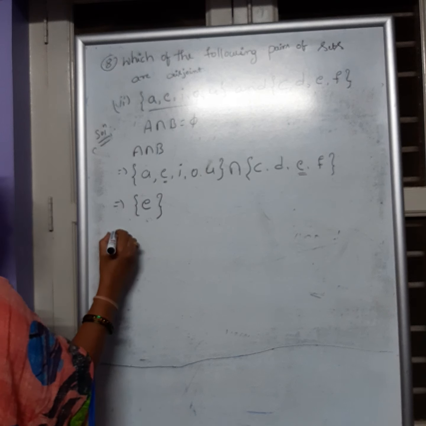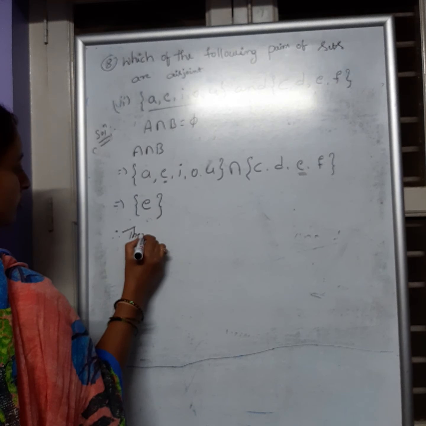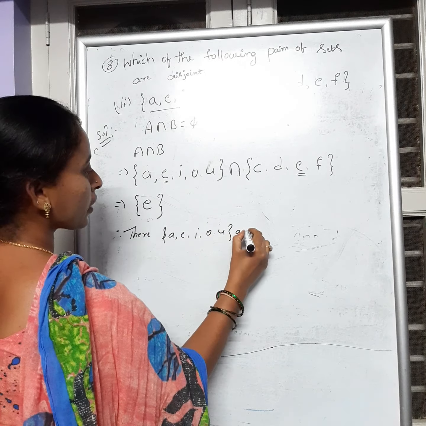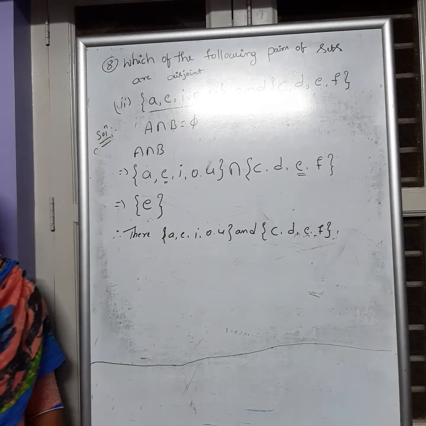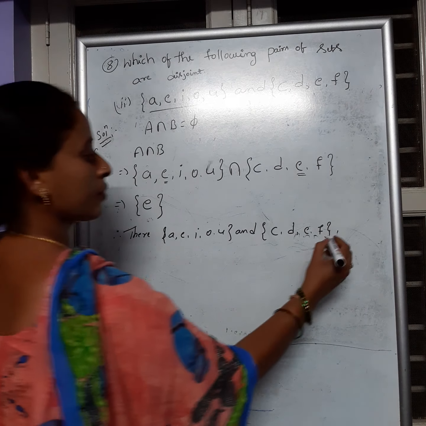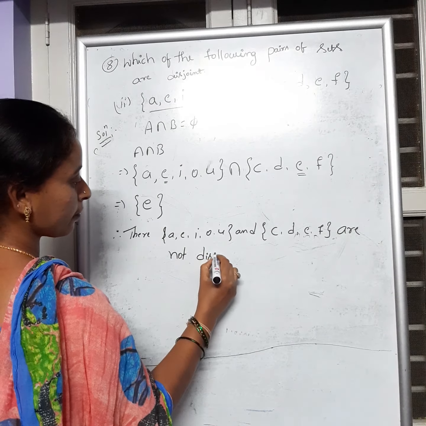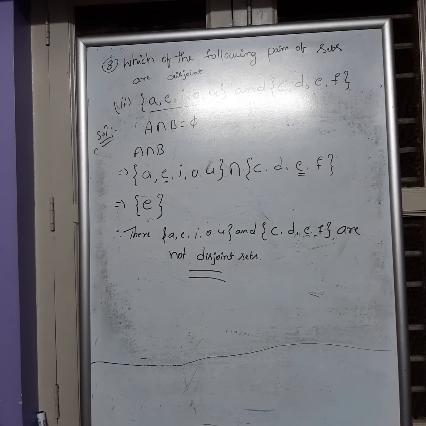Right? So therefore A, E, I, O, U and C, D, E, F are not disjoint sets. Right? Or not disjoint sets.